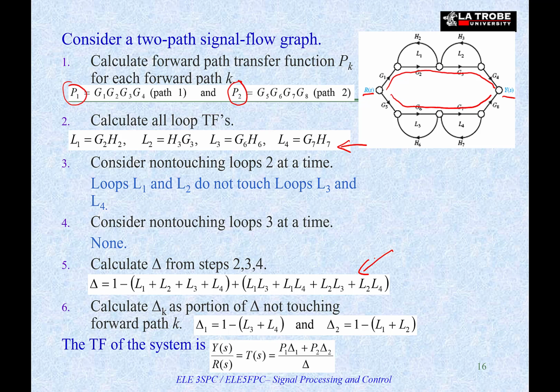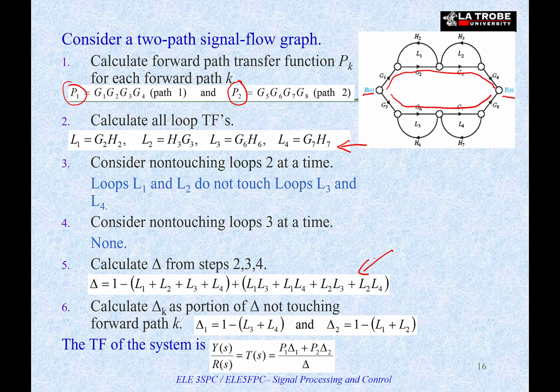Delta k goes with path k. So in this case, we have k equals 1 and k equals 2. K equals 1 means you look at the first path. And when you look at the first path, delta 1 should be part of the delta with the loops touching the first path removed. Therefore, any loops touching the first path should be removed from delta.